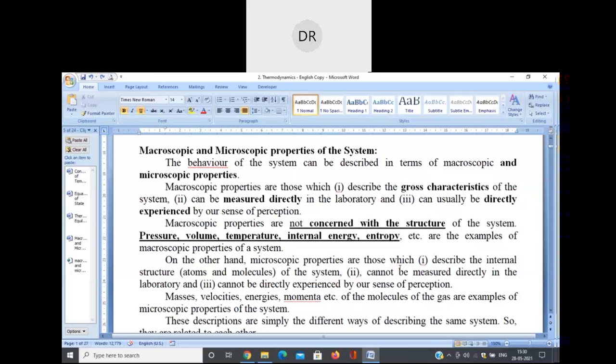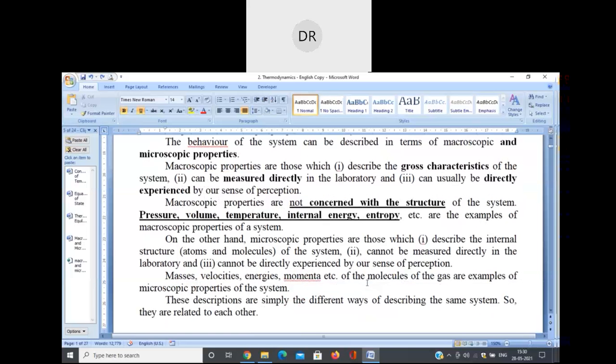In order to describe the internal structure, we deal with the microscopic properties. Those microscopic properties are mass, velocities, energies, momenta. So these are in our syllabus, but we very rarely observe them in our thermodynamics. So most of our syllabus consists of PVTS parameters.